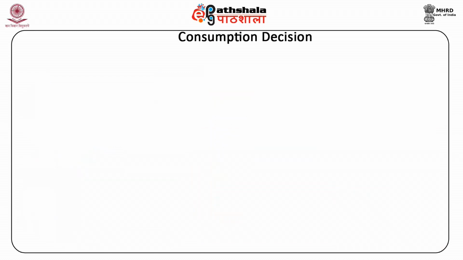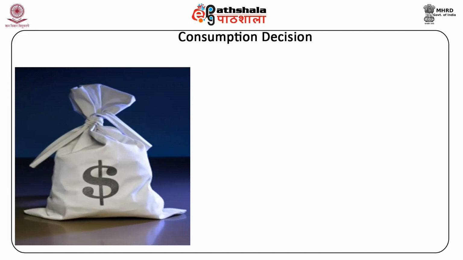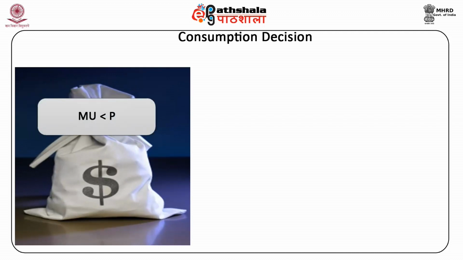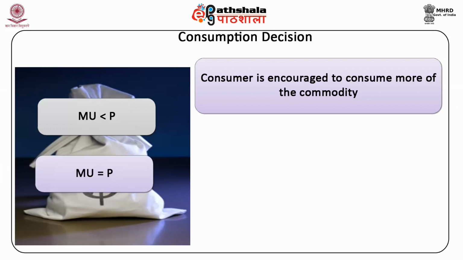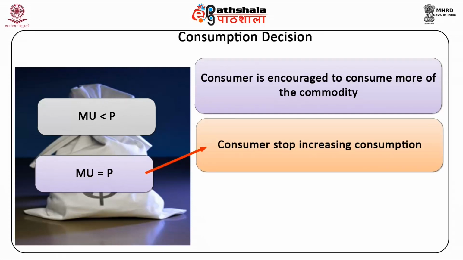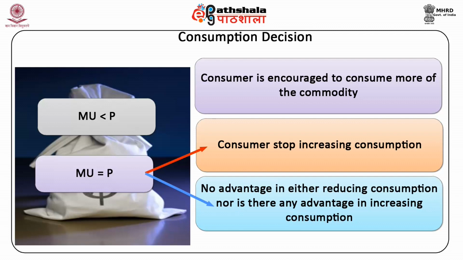On the other hand, if on increasing consumption the marginal utility falls and becomes less than the price or average revenue, then the consumer is discouraged from buying more. Only when the marginal utility from consuming one additional unit equals the price or AR does the consumer stop increasing consumption. At this point, the consumer obtains maximum utility. So there is no advantage in either reducing consumption nor is there any advantage in increasing consumption. This is how the marginal principle helps the consumer.